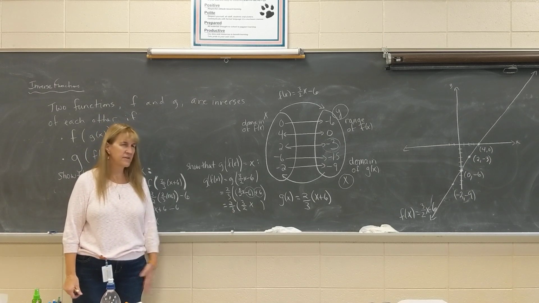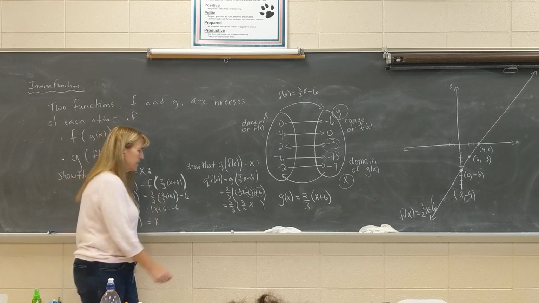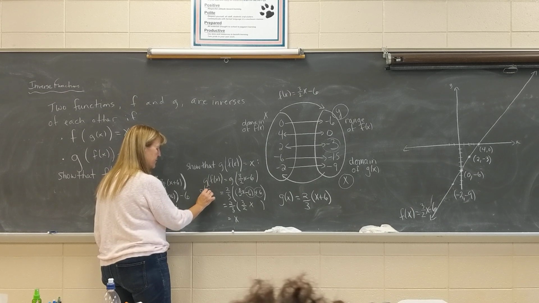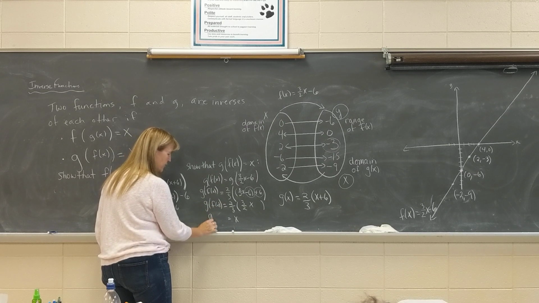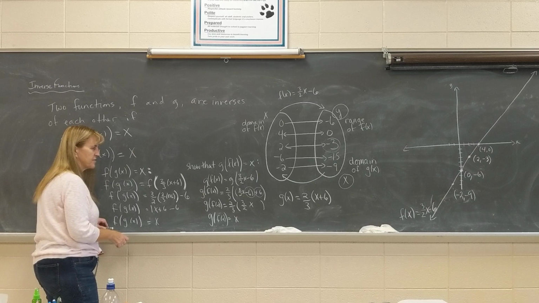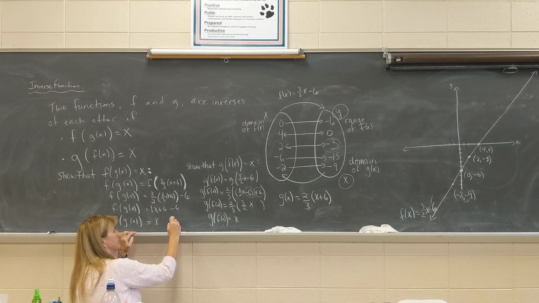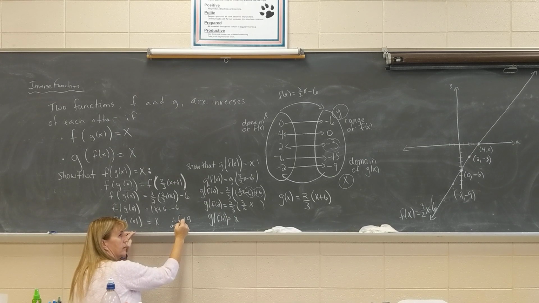Now I multiply 2/3 times 3 halves. That gives me 1. So this is just x. And what did I find? g of f of x is x, and f of g of x is x. These two pieces of information together, I'm going to say down here, therefore, f and g are inverses.